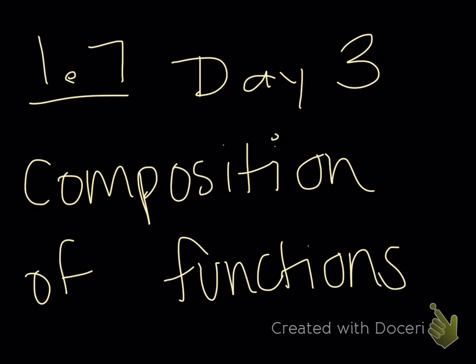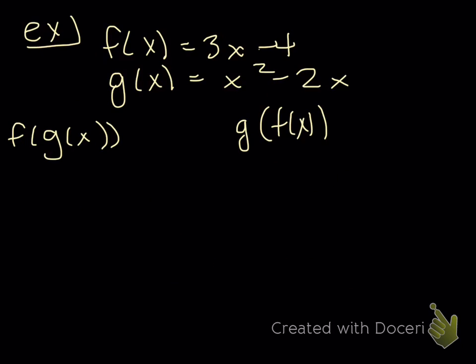Today we're doing section 1.7 day 3, and we're going to be talking about the composition of functions. So here's our two functions, f of x and g of x. F of x is equal to 3x minus 4, and g of x is equal to x squared minus 2x. So the first thing that we're going to do is f of g of x, and again, this is something we went over last year.